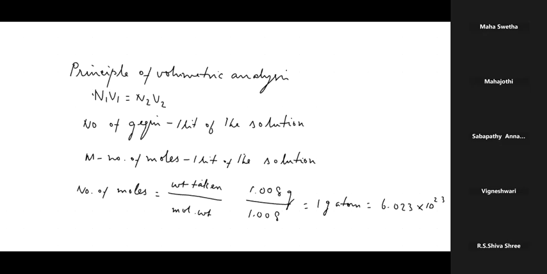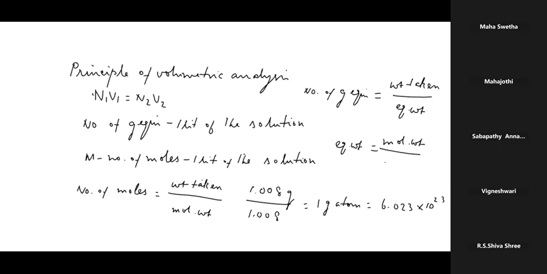But number of gram equivalents is equal to weight taken divided by equivalent weight. What is equivalent weight? Equivalent weight is molecular weight divided by valency. The valency may be taken as the basicity of an acid or acidity of a base or the number of electron transfer. These are all the important ideas behind the practicals.